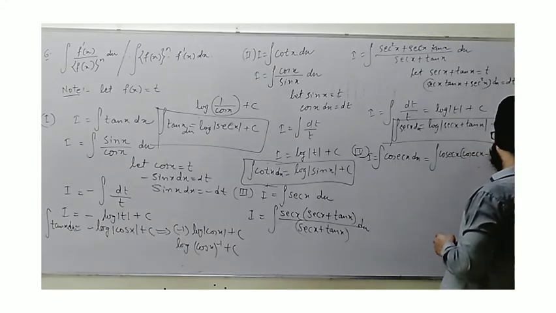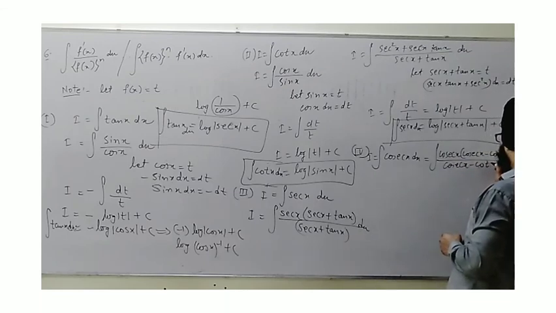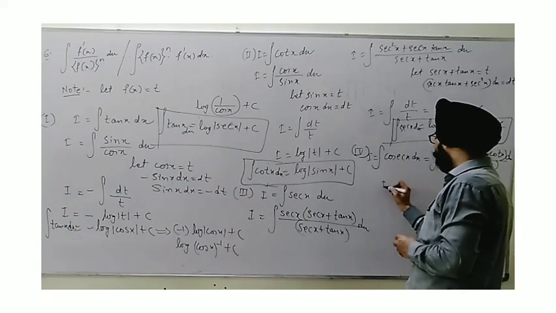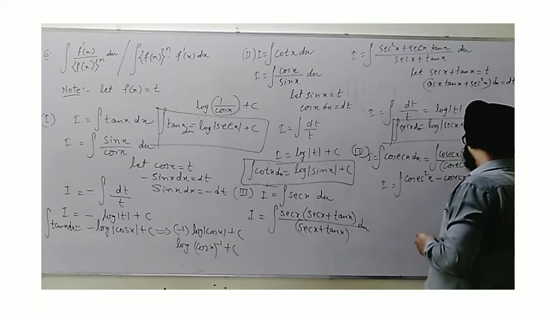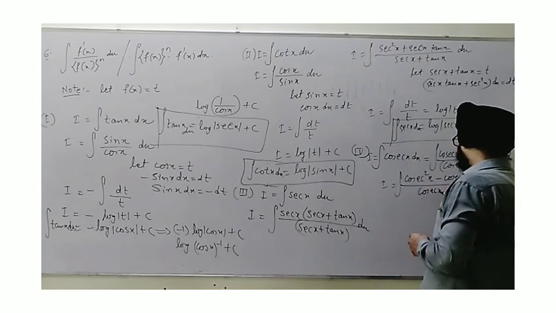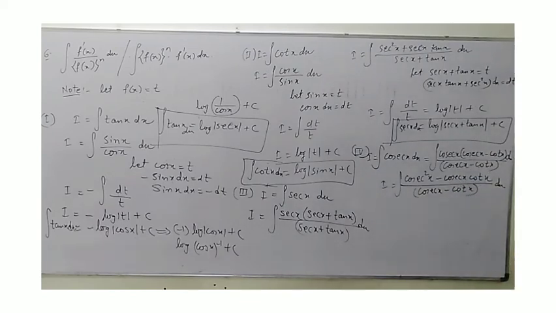Multiply and divide by cosec x minus cot x. Open the bracket, we get I as cosec square x minus cosec x cot x upon cosec x minus cot x dx. Now the change is, if I consider this as t, the differentiation of cosec is minus cosec x cot x and the differentiation of cot x is minus cosec square x.